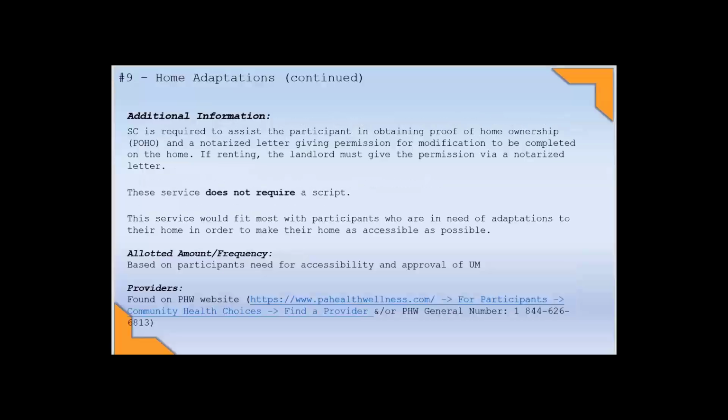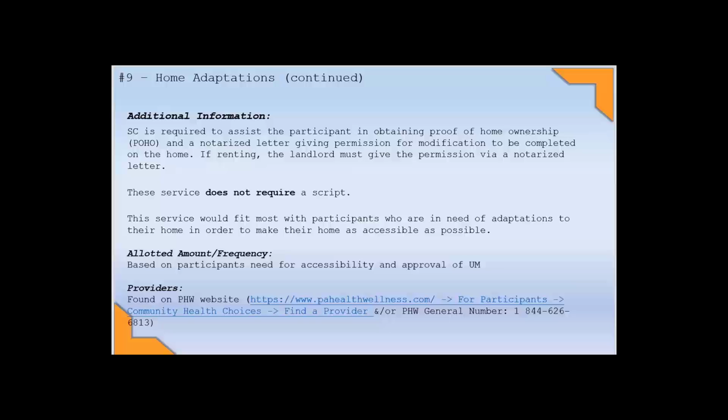Just something to keep in mind with home adaptations, you are required to assist the participant in obtaining proof of home ownership and a notarized letter giving permission for the modification to be completed on the home. If renting, the landlord must give the permission via a notarized letter. So this is something that is required in order to move a home adaptation request forward.